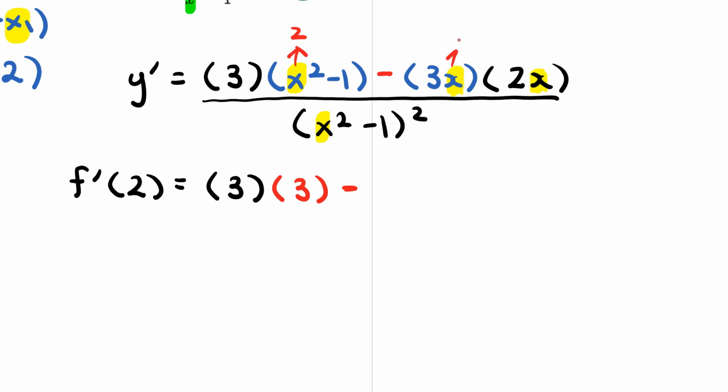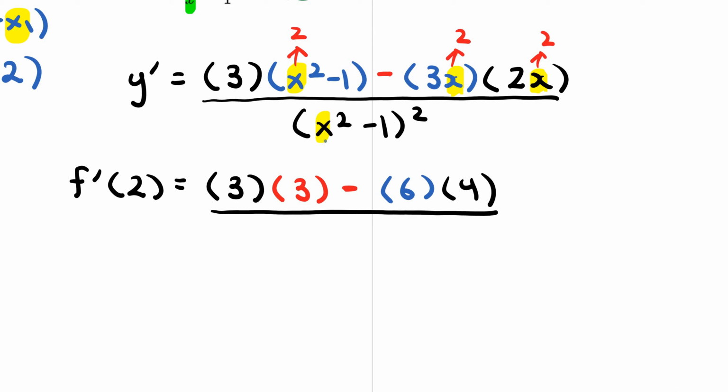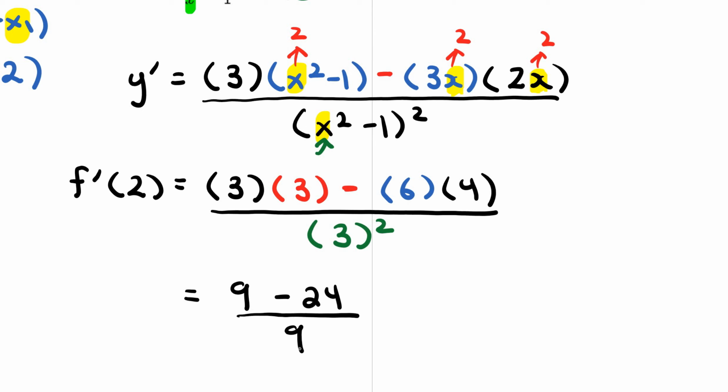Minus, if I put a 2 here, 3 times 2 is going to be a 6. And if I put a 2 here, that's going to be 2 times 2, which is 4, all divided by, and if I plug in a 2 there, that's going to be 2 squared, which is 4, and 4 minus 1 is 3. So I have 3 to the power of 2. Now we have 9 minus 24, all divided by 9. Okay, so that's f prime of 2 there.